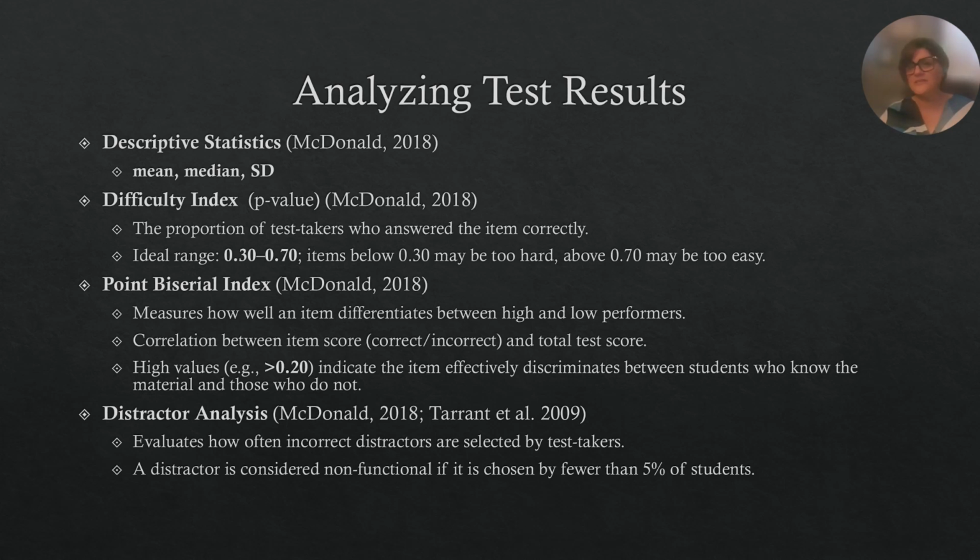The distractor analysis is new to me. There are evaluations that are required in a multiple choice. You generally add at least 2 distractors. These are plausible answers, but they are not the best correct answer. And evaluating those in the post-test analysis is important. A distractor is considered non-functional if it's chosen by fewer than 5% of students, meaning that it didn't distract. It's not plausible enough that anyone actually selected that choice, and therefore the answers to that question should be rewritten.